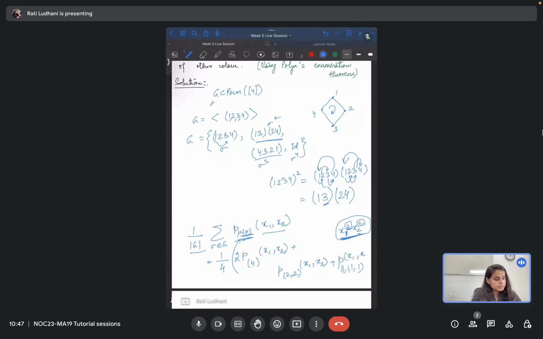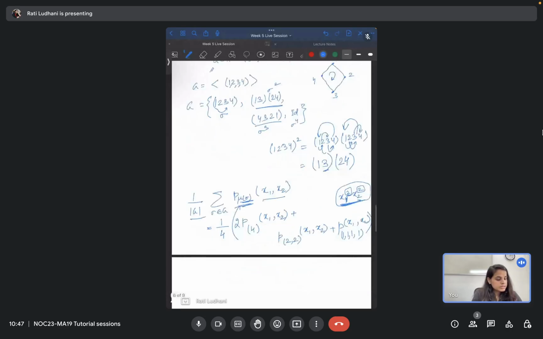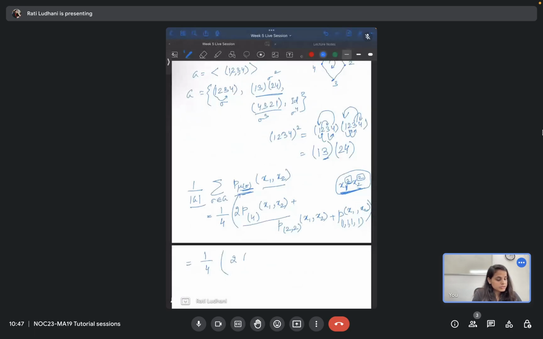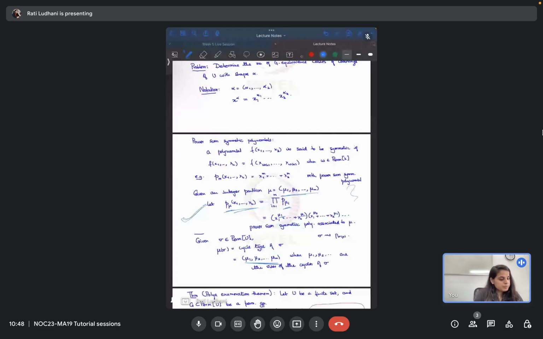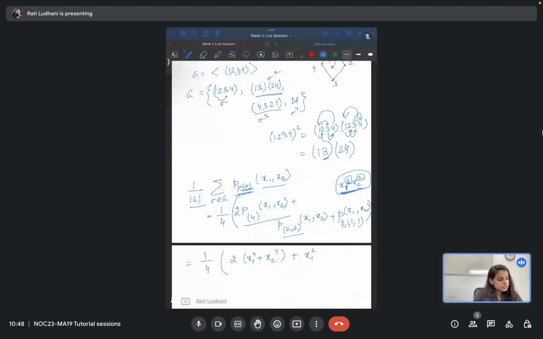Now let's calculate. This is 1 by 4. Now what is this? From the formula, this is x1 raised to power 4, x2 raised to power 4. This is exactly what I am doing from this one. So I am using this. So you have P22 is equal to x1 square plus x2 square. Okay, and then x1 square plus x2 square again, because you just take all the cycle lengths, and then for the last one you will have x1 plus x2 plus x3 plus x4.